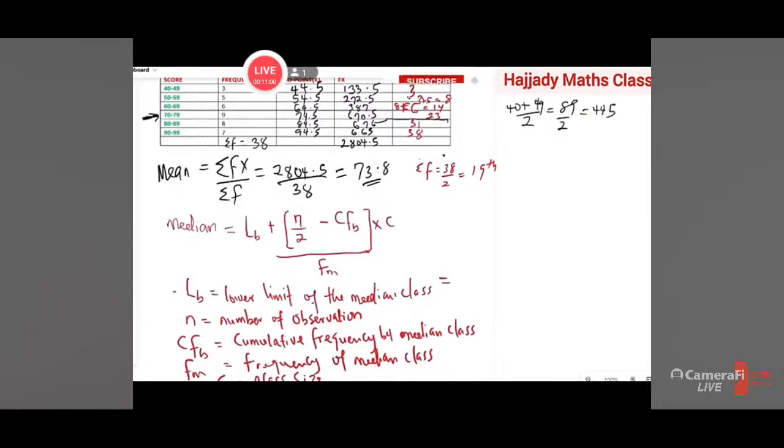Looking at this now, what is going to be our lower limit? Our lower limit is 70, while upper limit is 79. So our lower limit is 70, right? And our class size from 40 to 49. Students often make mistake here by saying that 40 to 49 is 9. No. 40 to 49 is 10. We have 10 digits when you count from 40 to 49. So here we can say that our class size is 10.